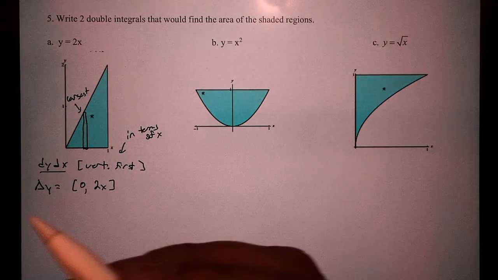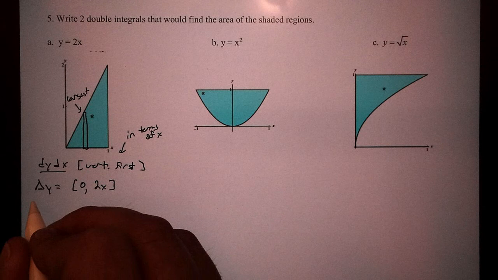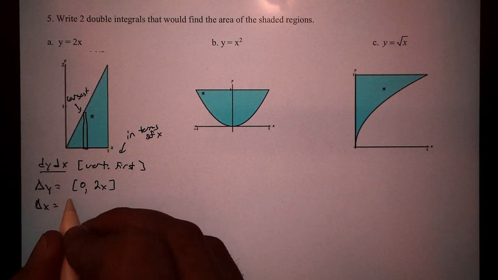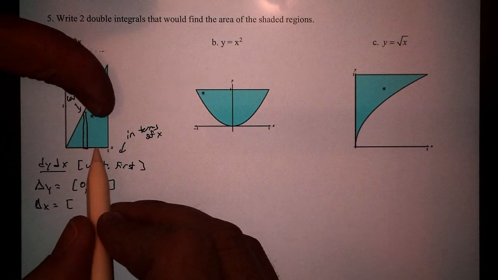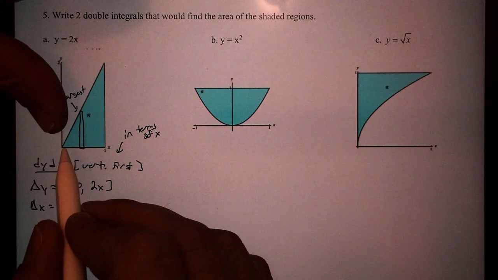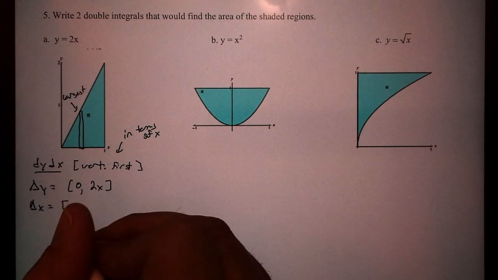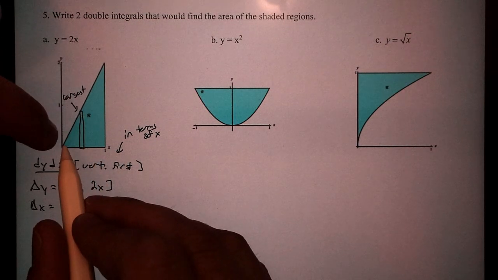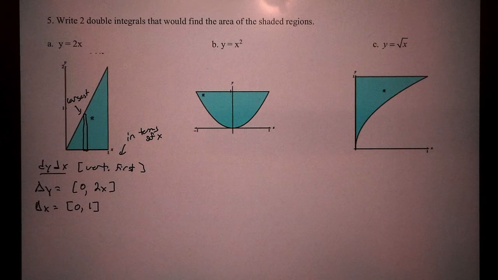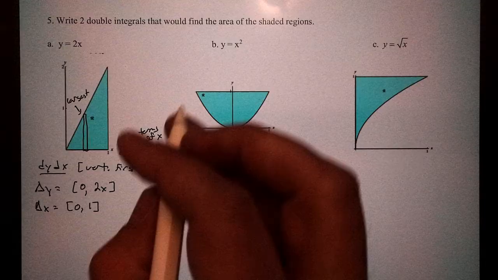Now, another way to get the horizontal part is, you really just have to think, well, this rectangle is now going to slide. The x value is going to slide from 0 all the way to 1. I'm going to slide that vertical rectangle from 0 to 1. So my x values are going to go from 0 to 1 right there.